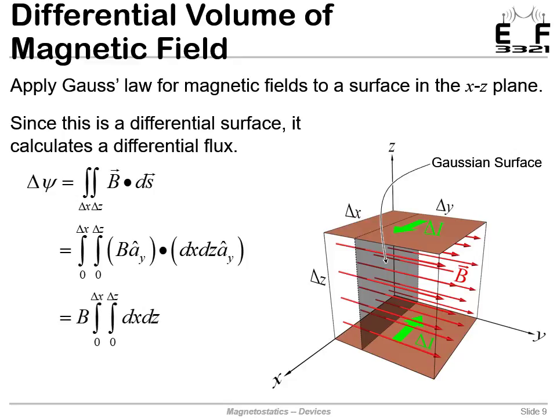B is a constant, so it can come to the outside. Our dot product, a_y dot a_y, just gives us 1, and we're only left with dx and dz. That's a real simple integral to perform. We just end up with delta x times delta z, the area of that cross section, times B. That equals our delta flux, delta psi.